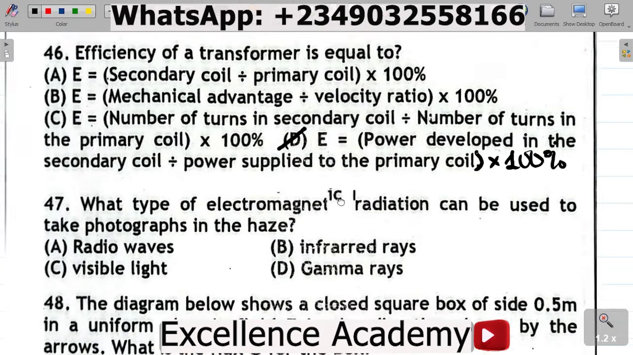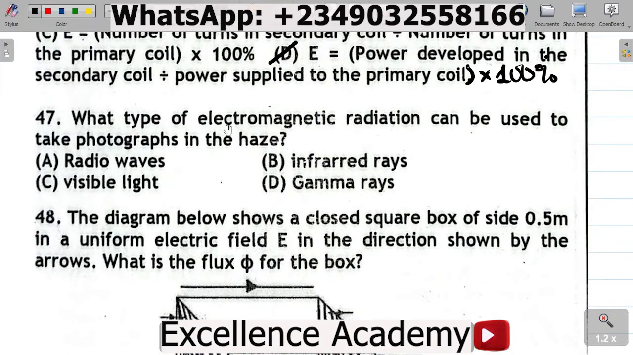Next up, question 47. What type of electromagnetic radiation can be used to take photographs in the haze? A, radio waves, B, infrared rays, C, visible light, D, gamma rays. For this question, the correct answer is infrared. All right, infrared ray is the type of electromagnetic radiation that can be used to take photographs in the haze.